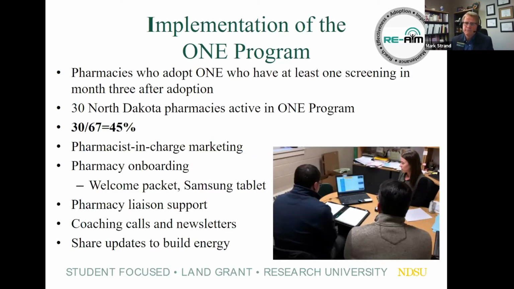RE-AIM implementation. So this would be those who adopted it. They actually continue to do screenings up to 3 months later. So that's 30 out of 67. That's that 44.8 or 45%. Some of the issues here was that the pharmacist in charge needed to really buy in, so they supported it. We had onboarding, which included a welcome packet and a Samsung tablet. You'll see the image here. We provided virtual coaching calls to pharmacies around the state, and here are 3 of our team members providing that support. A monthly newsletter, and then sharing updates to build energy for the program.